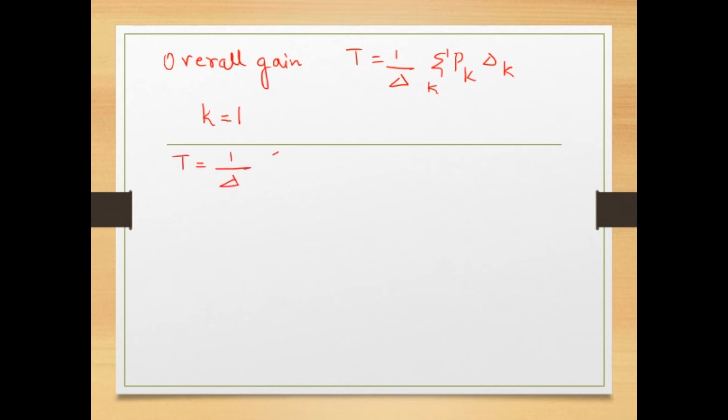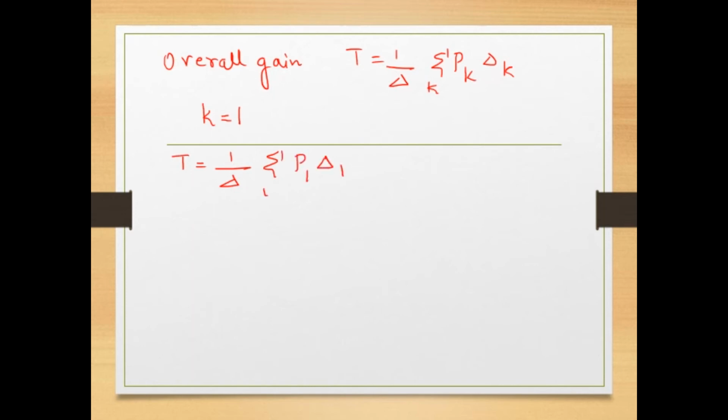Mason's gain formula is given by the overall gain or the transfer function T is equal to 1 by delta summation K Pk delta K. Here K is nothing but the number of forward paths in the signal flow graph. For this particular example, K is 1 because we have only one forward path. So our transfer function becomes T is equal to 1 by delta summation 1 P1 delta 1.